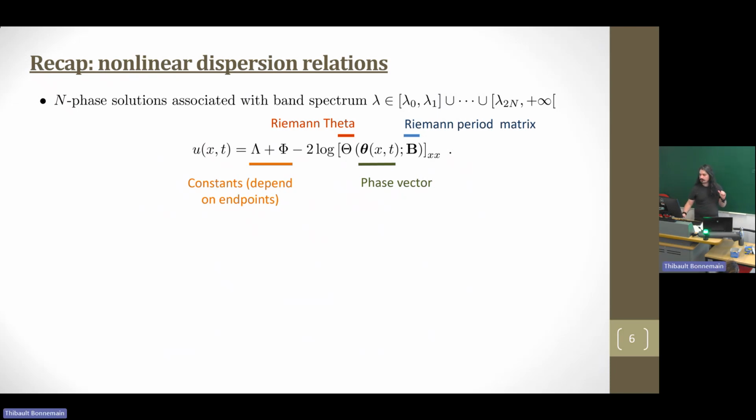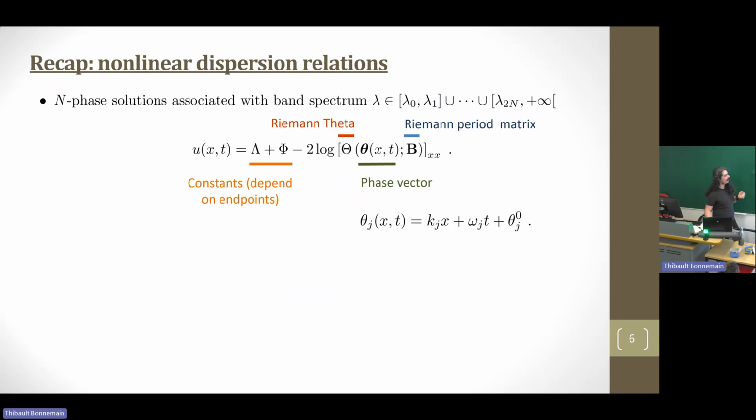But the most important object here is probably the phase vector theta, because this is what encodes the x and time dependence of my n-phase solution. They take this form, kx plus omega t plus theta naught. So they are really phases. Of course, the choice of the initial phase theta 0 is free, but the choice of the wave numbers and frequencies, the k's and the omegas, is not. They depend on the spectrum.